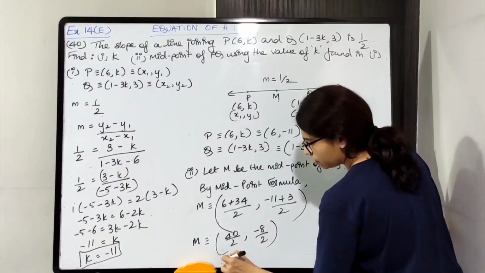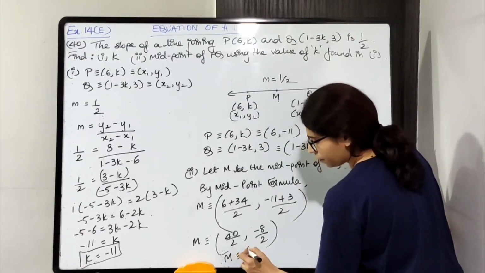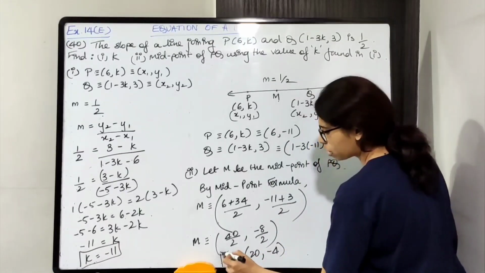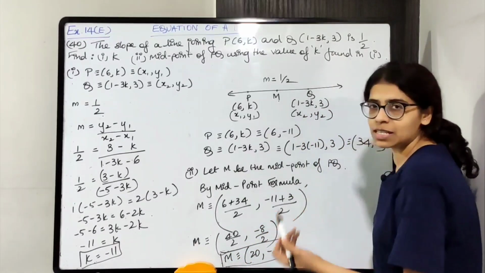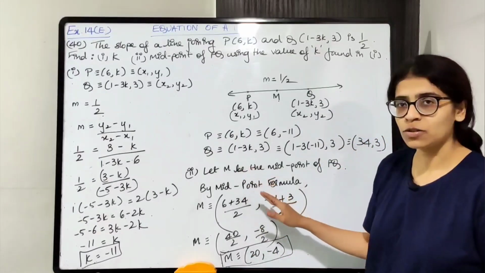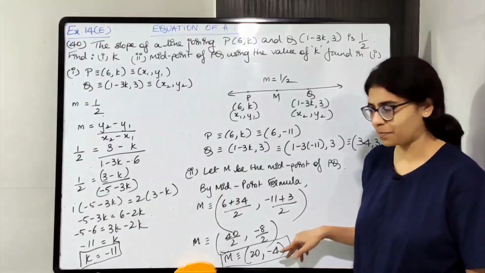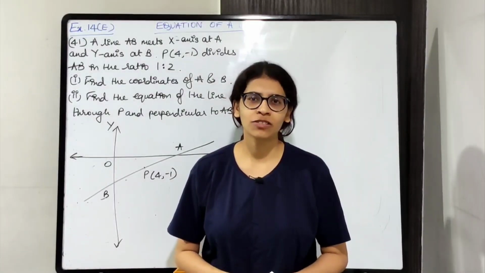So that will give 20 comma minus 4. Okay, so box कर दो, write down the statement after this. The coordinates of the midpoint of PQ are 20 comma minus 4. All right, let's solve the next question.